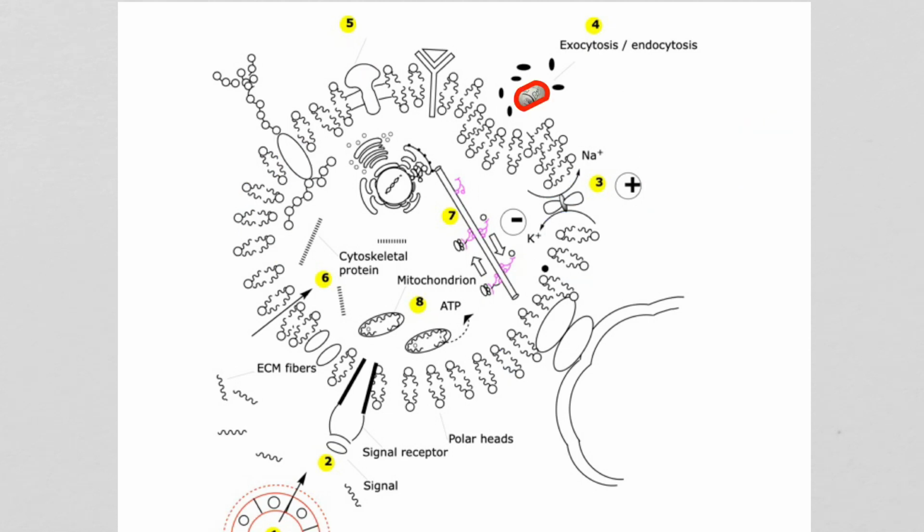Now you are in a part of a cell and you can see the cell membrane is sort of shrinking. That's probably a process called endocytosis.